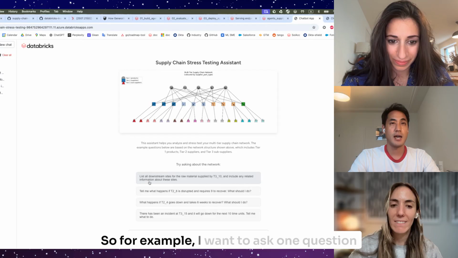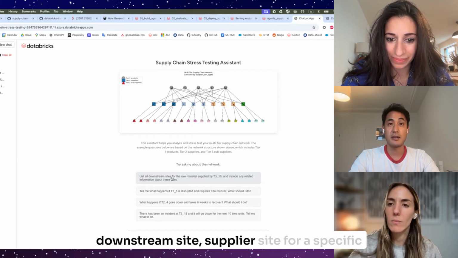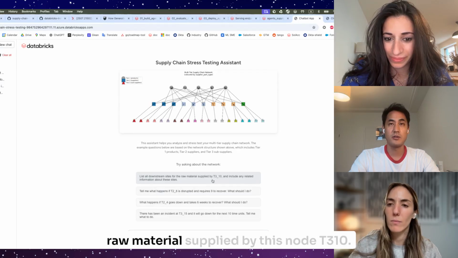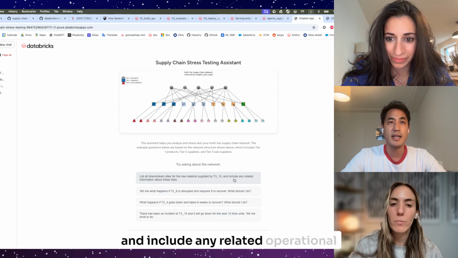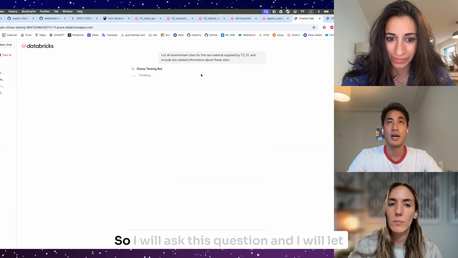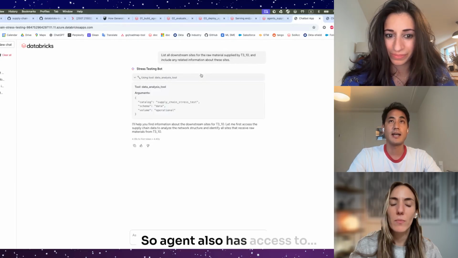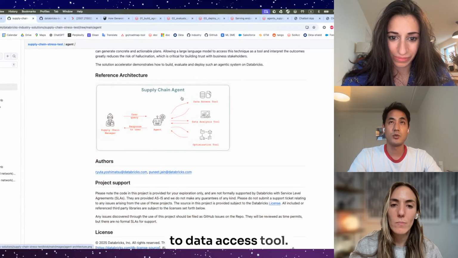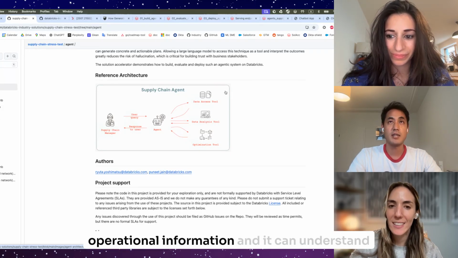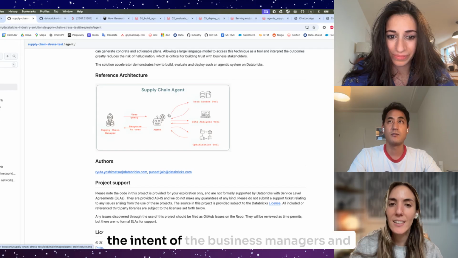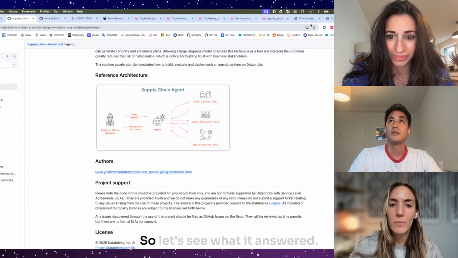So for example, I want to ask one question. One of the questions is: list all the downstream supplier sites for a specific raw material supplied by this node T3_10, and include any related operational information about this site. So I will ask this question and I will let the agent respond. The agent also has a data access tool. So it has access to the database that stores the operational information, and it can understand the intent of the business managers and generate a query to respond to that question. So let's see what it answered.